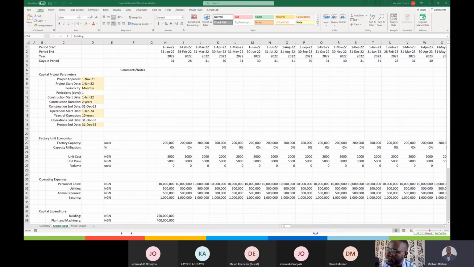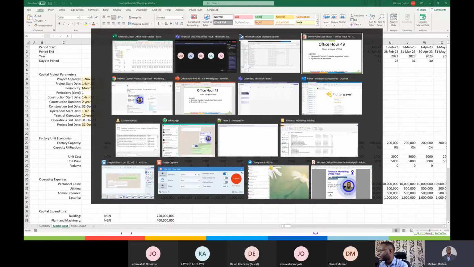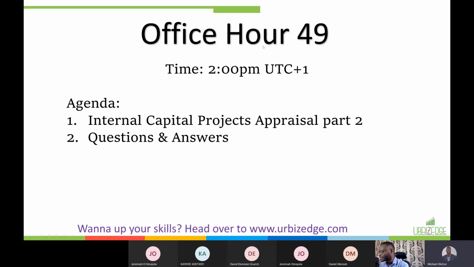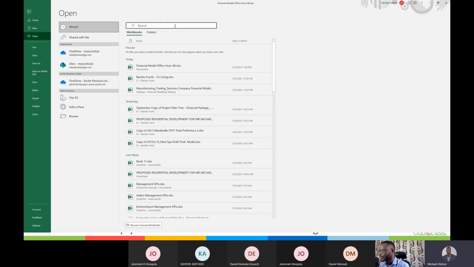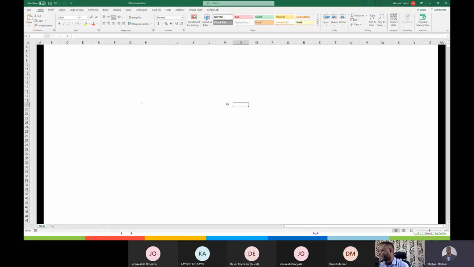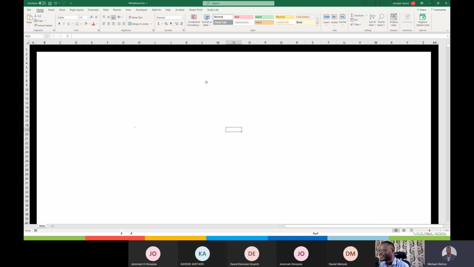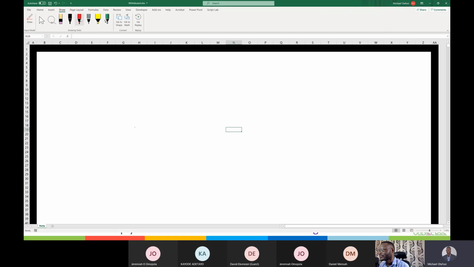So with that done, I'm going to do a quick walk through what this is about. And when it comes to investment appraisal, remember the topic, internal capital project appraisal. So I told us last week that, I have a whiteboard in my Excel. So good, I'm going to quickly again mention.